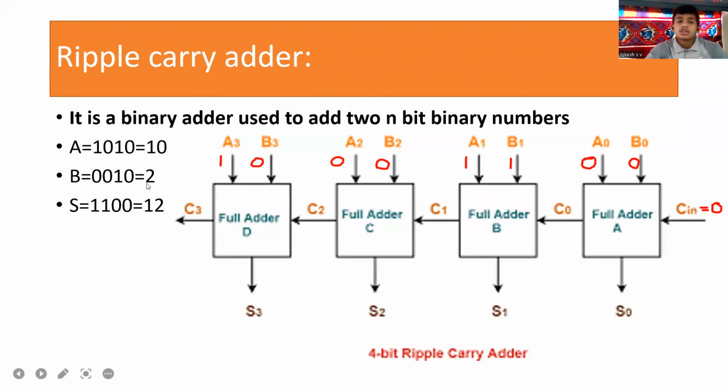A is 10 and B is 12. By adding these two numbers, we have to get the sum. These are the inputs to A and B. At the initial stage, let us take C in equal to 0. By adding 0, 0, 0, we will get sum as 0 with carry 0. Here carry is 0 and sum is also 0.